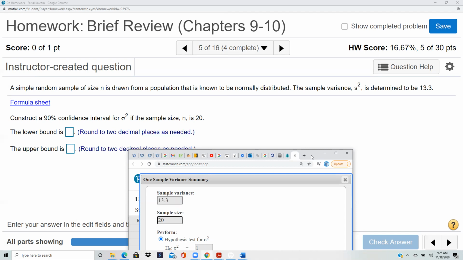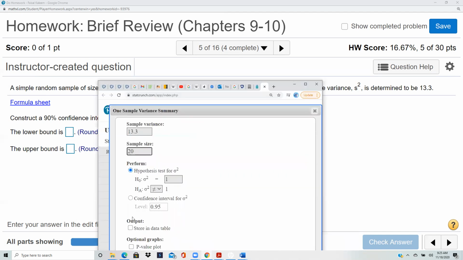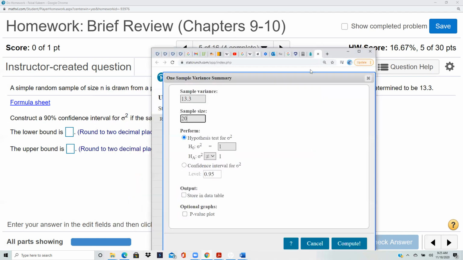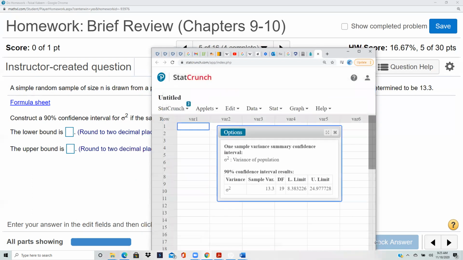And then what else do we need to do? We need to bring it to the confidence. So 90% confidence. So 8.38 and 24.98.